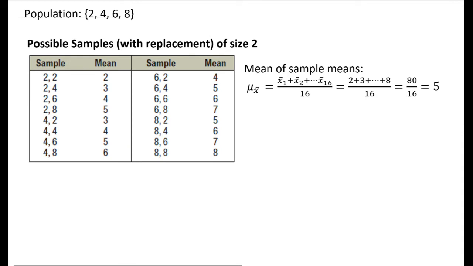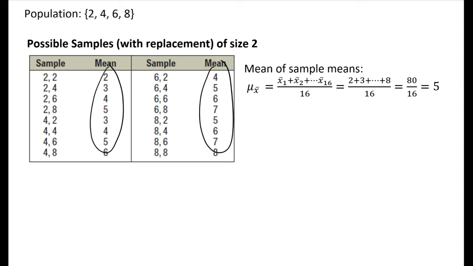Okay, so now that I did these sample means, I'm going to do the mean of the sample means. So I'm going to take the average of all of those means. I'm going to add them up and then divide by 16 because I got 16 of them. And I'm going to get a mean of 5. That sounds very peculiar, right? We got the same exact mean that we got from the original population, which is a very interesting finding.